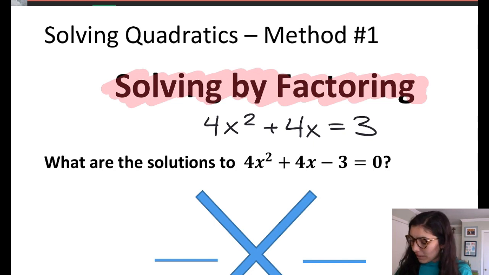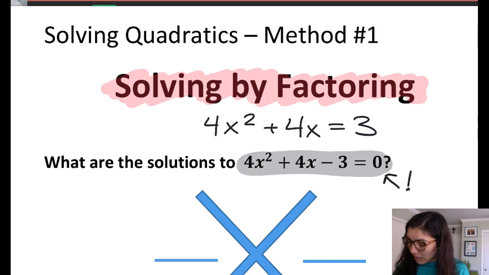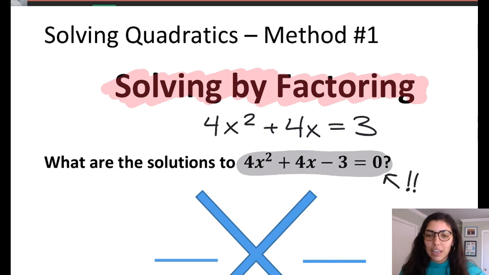The very first thing is that when you are given a problem, like this one that says, what are the solutions to 4x squared plus 4x minus 3 equals 0? You have to notice that this equals 0 is super important. If your equation does not say equals 0, you cannot start. So let's say it says something like this one. 4x squared plus 4x equals 3. Do you see how that 3 is on the wrong side, that it doesn't say equals 0?